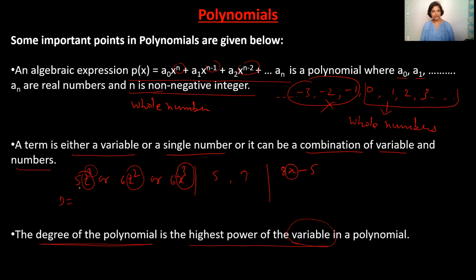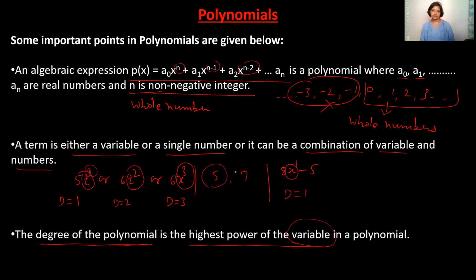So the degree in the expression 5t will be 1. The degree in 6t square will be 2. The degree in 6x cube equals 3. So these are the degrees of these polynomial expressions. And here you can see x has only 1 as the power of x. So the degree is 1.